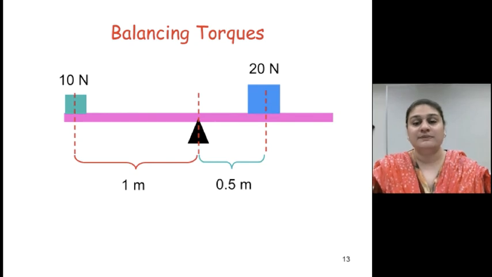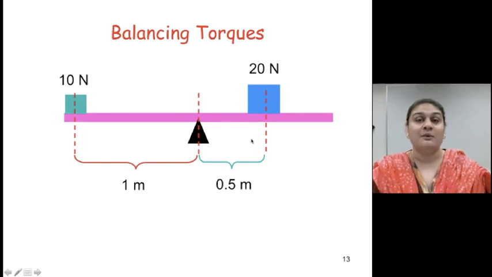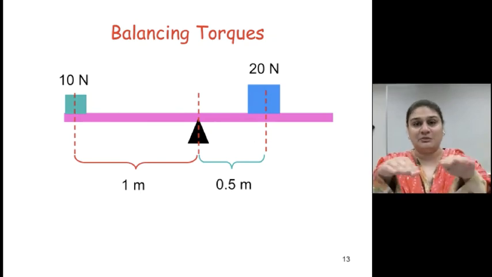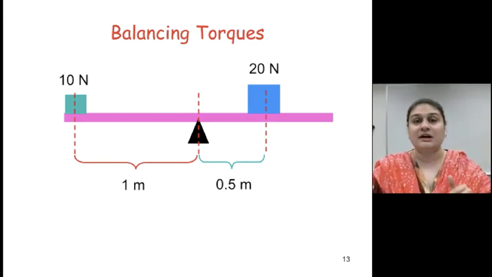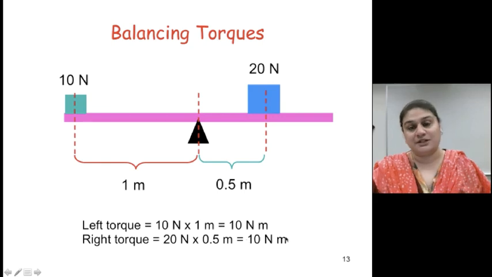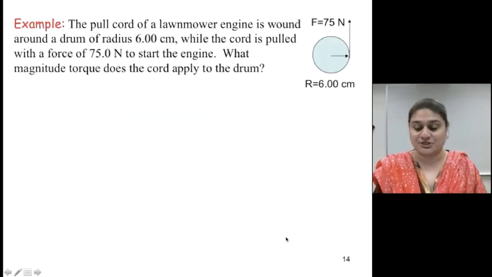Yes, you need to put the 20 Newton mass at half a meter away, so that when you multiply 10 by 1 and you multiply 20 by a half, the torques become equal. Once the torques become equal, then they are balanced and the beam will be balanced. This is a very good idea for you to know for your lab. So left torque equals 10 Newton meters, right torque equals 10 Newton meters. These two torques are balanced.